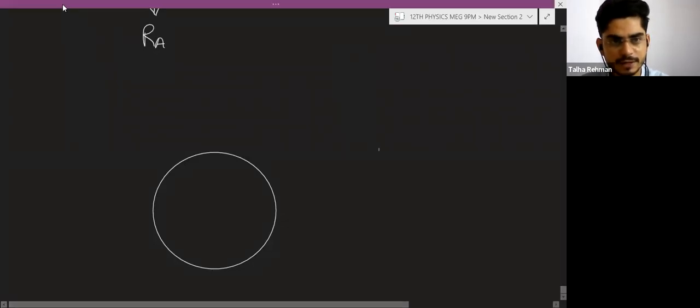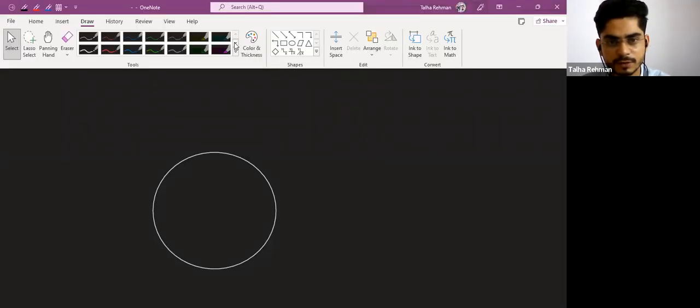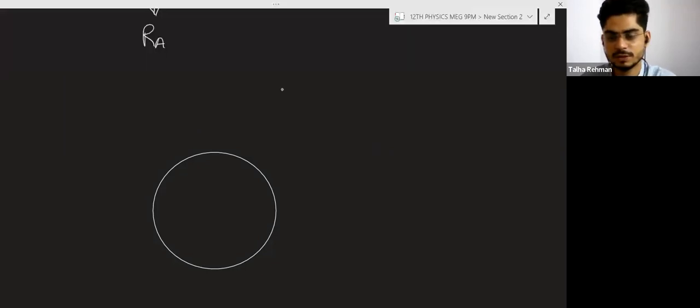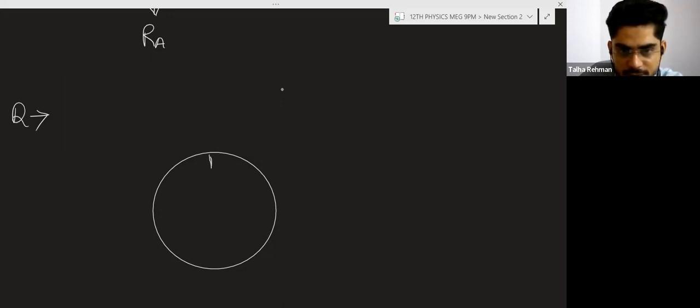So this is a circular wire we have. This is the question that we will solve. This is one of the good questions, I will say. So on this circular wire, resistances are connected. Here another wire is connected like this.